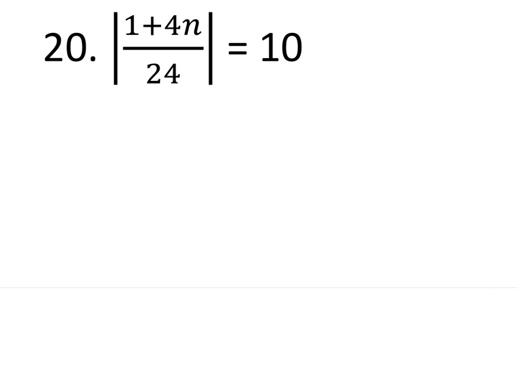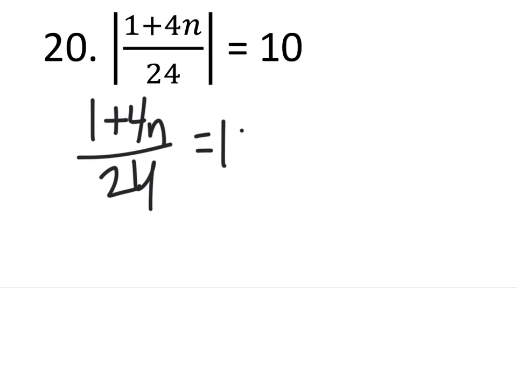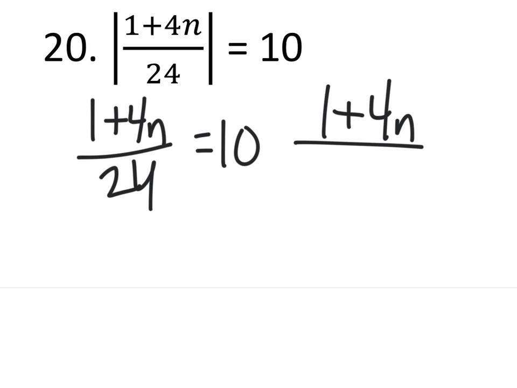All right, number 20 is our final one. Let's go ahead and take a look. So the absolute value of (1 plus 4n) over 24, sorry, I guess I'm just rewriting this. (1 plus 4n) over 24 can equal positive 10, and (1 plus 4n) over 24 will equal a negative 10.